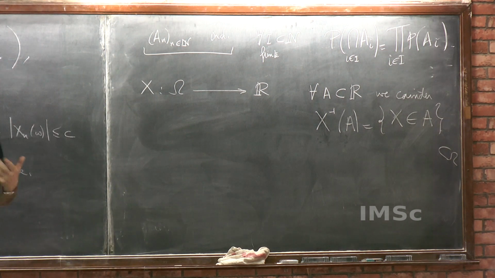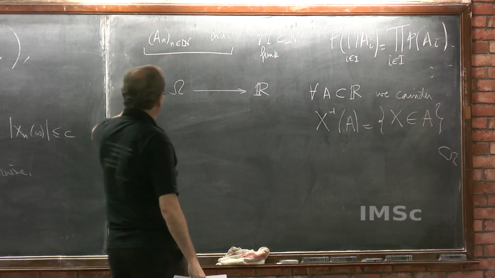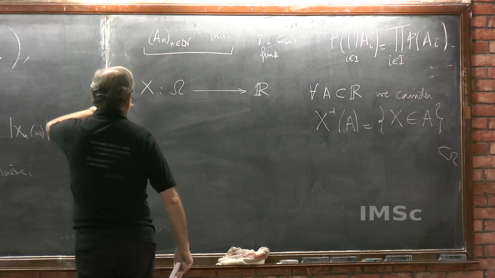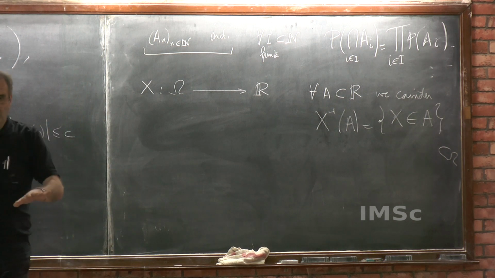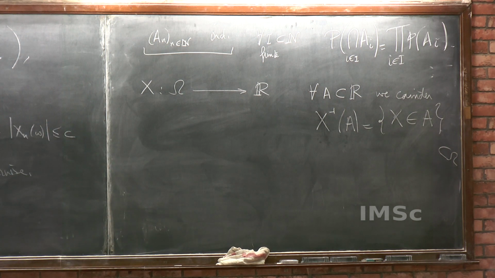Okay? So this is the way you can see that your random variables are independent. That is to say that if they take some value, the reciprocal images are independent.